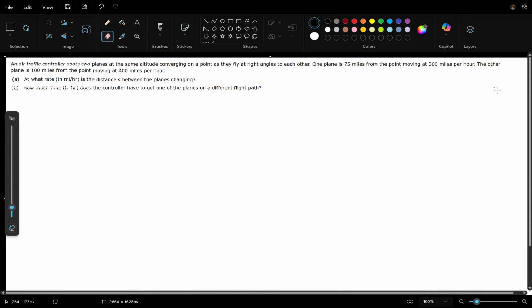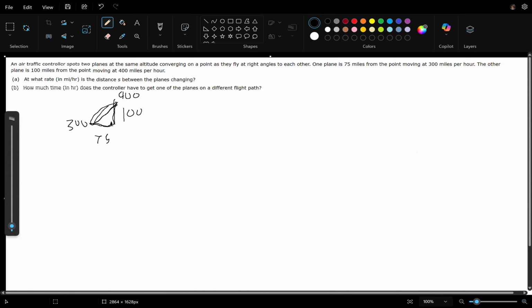So first, I'm gonna draw the point that they're talking about, and I'm gonna draw a right angle. And they say that this is 100, this is 75. This plane is coming down at 400. This plane is coming in at 300 miles per hour. And so that looks like a triangle.